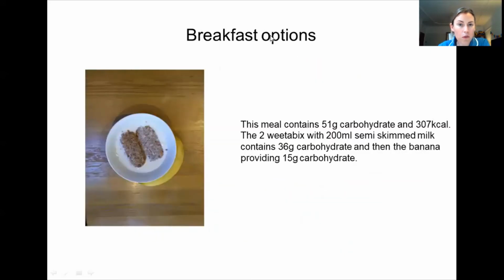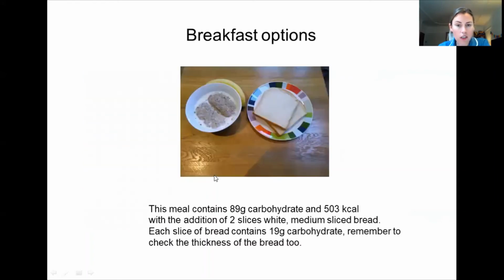To show how this works, we've got some breakfast options. Say, for example, you've got your 2 Weetabix that contain starchy carbohydrate, your milk, and your banana. This comes to a total of just over 50 grams of carbohydrate and just over 300 calories. But by adding in the 2 extra slices of bread, it increases the carbohydrate value to just under 90 grams of carbohydrate and just over 500 calories.